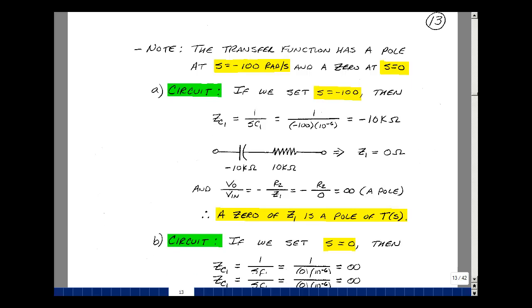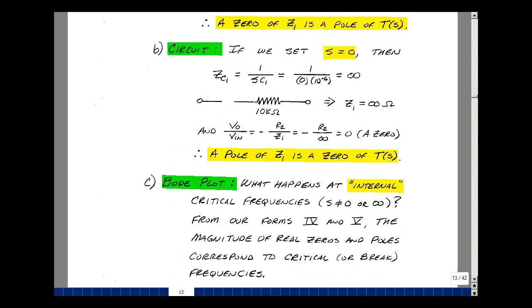What about s equals 0? Let's do the same thing. Plug in s equals 0, then you have 1 over 0 times 10 to the minus 6th, and that's equal to infinity. So it looks like an open circuit. Total impedance then is infinity plus 10K, or just infinity. So our gain then is minus R2 over Z1, minus R2 over a very large number, and so our gain is going to approach 0. A pole of Z1 is a 0 of our transfer function.